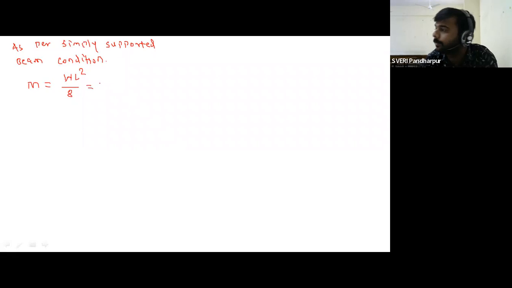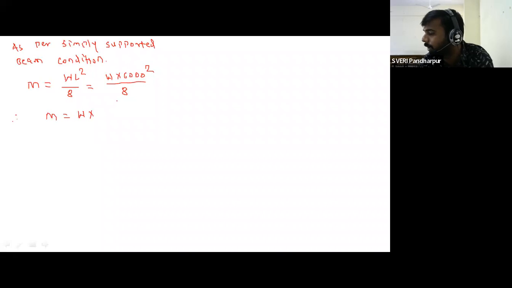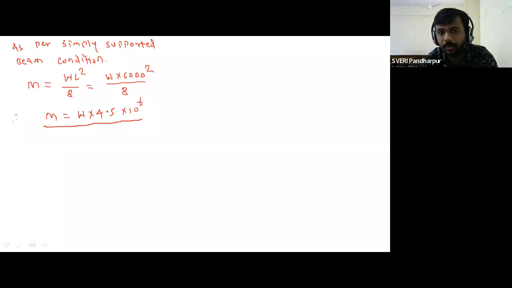What is the value of W? We have to calculate, so keep as it is. What is the value of length? 6000 square divided by 8. Tell me this value, capital M in the form of W. You have to write down the M value in the form of W. How much? 4.5 into 10 raised to 6. So keep this value as it is. That is the value of bending moment in the form of W. Okay, now use our regular formula. What is the formula?